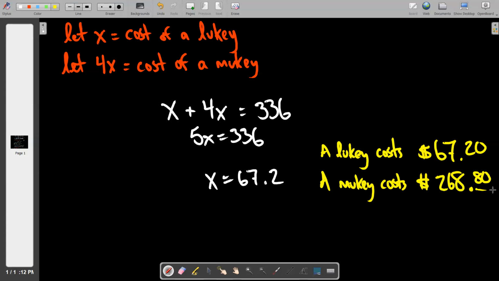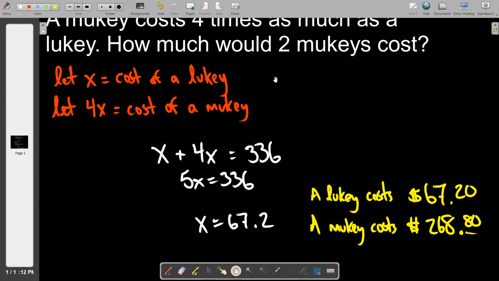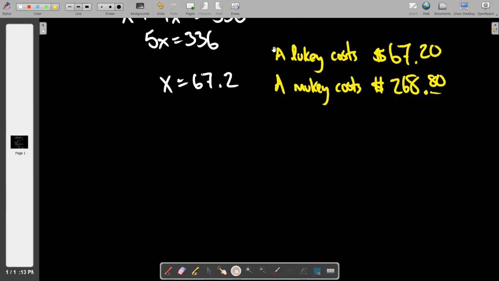So step 1, we did it. We declared our variables. Step 2, we wrote an equation. Step 3, we did the math. Have we completed step 4? No. And this is where it's really important. You just have to move your eyeballs a little bit. You look back up, we didn't even come close to answering the question yet. The question didn't ask us how much does each cost. The question is, how much would I have to pay for 2 mookies?